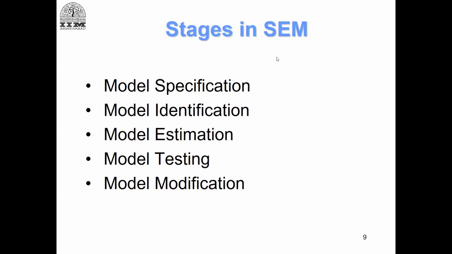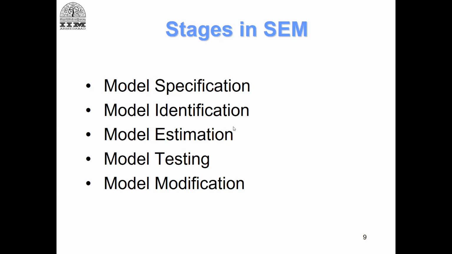Okay, so what are the stages in structural equation modeling? The first stage is called model specification, which is very clear. Okay, we have to specify the model, right? We were talking about in the introduction also that this is a confirmatory approach to model testing. So you will have to specify the model, right?